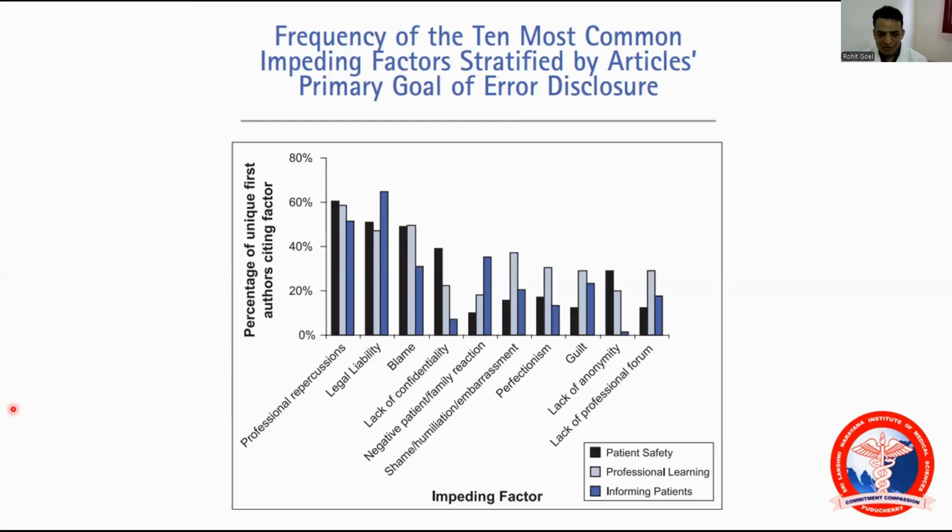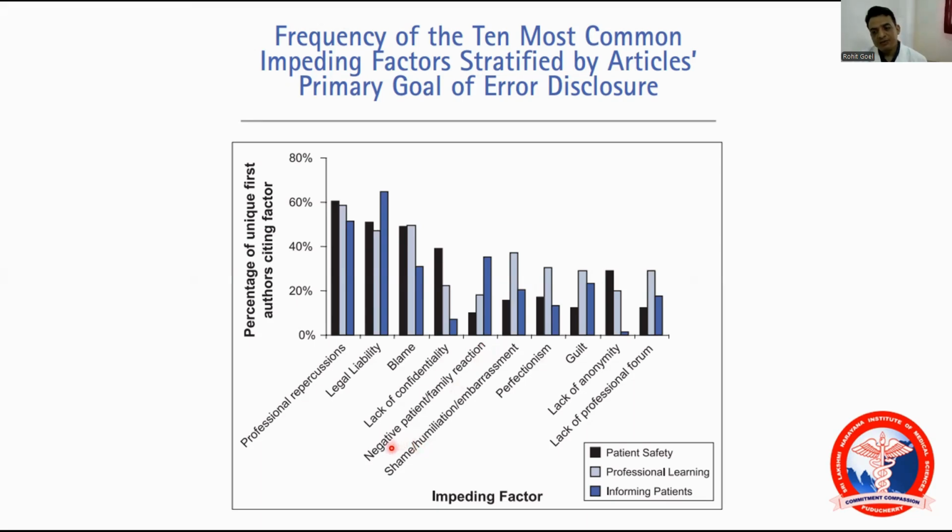After this, we can see a histogram which discusses the factors that hinder a physician from disclosing such medical errors. And we see that there are many things which make a doctor fearful of disclosing these errors. These include professional repercussions, legal liability, blame, lack of confidentiality, and negative patient and family reactions at the time of disclosure; the event may turn out to be violent.